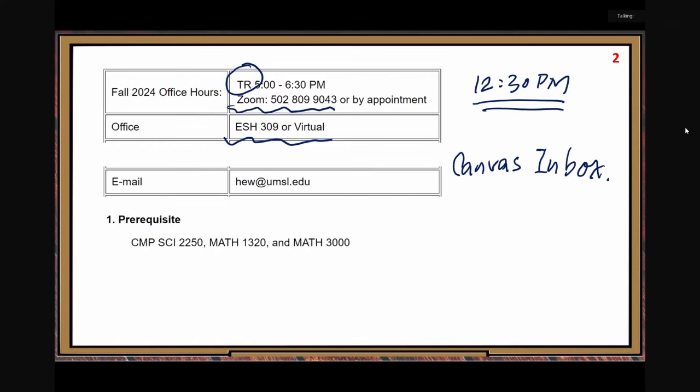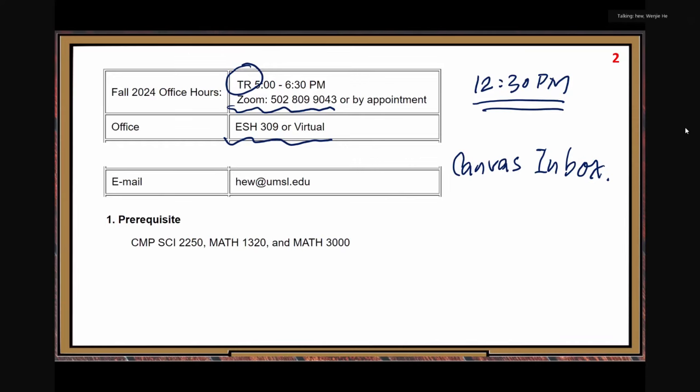Prerequisite. These three courses are listed as the prerequisite. The reason it's important is that in this class, all the concepts and all the theory, I use the knowledge from these three classes to explain. Some students told me they couldn't understand my explanation, no matter how much detail I provide. The reason is, if you are not familiar with the basic knowledge in the prerequisite, then it's hard.